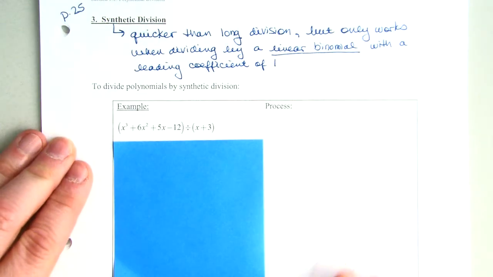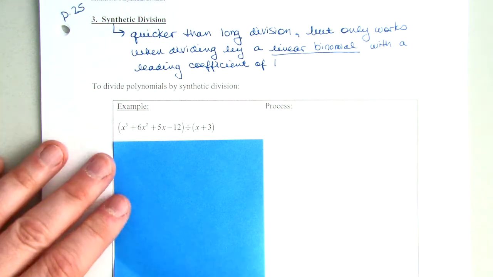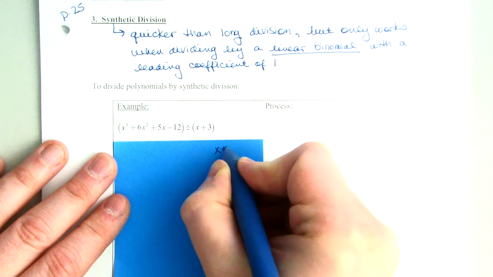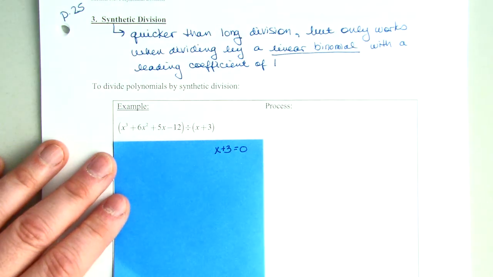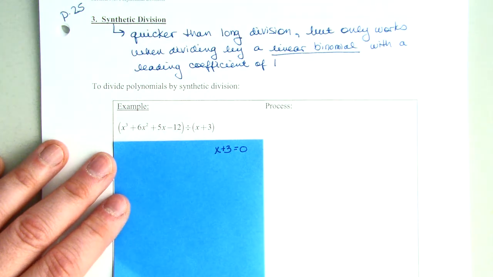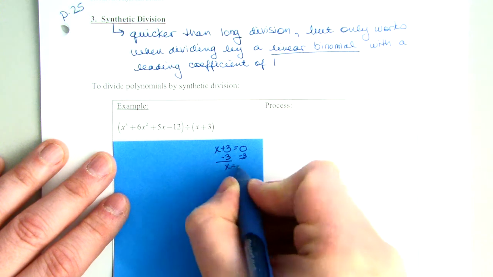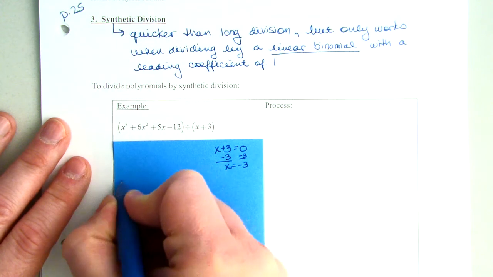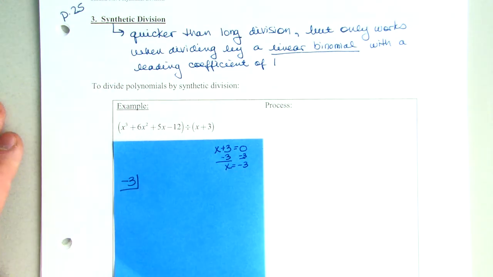So I'd like to take a look at this division problem. x cubed plus 6x squared plus 5x minus 12 divided by x plus 3. The first thing I'm going to do, and again, do not write a single thing down, just watch, is set x plus 3 equal to 0. I'm going to take the thing you're dividing by and set it equal to 0. I'm going to solve that little equation, and I'm going to get negative 3. I'm going to write a negative 3, and I'm going to put it in a little half box, like that.